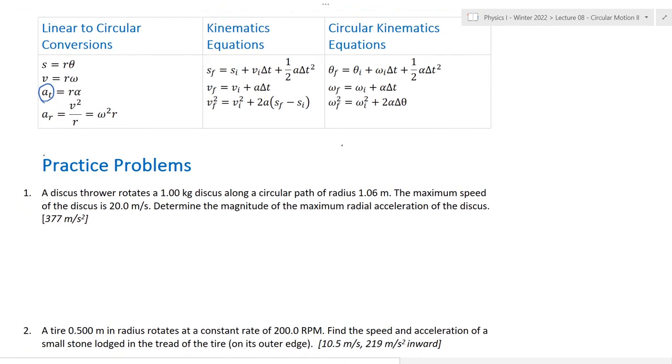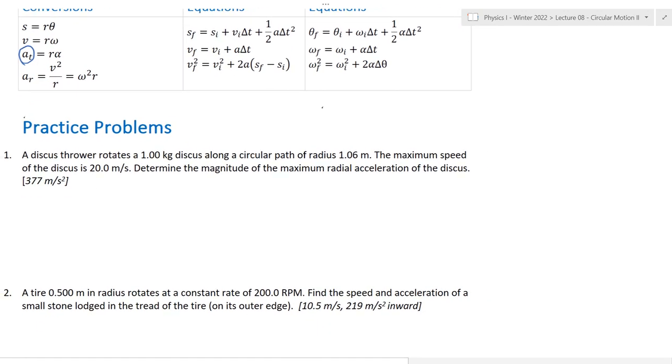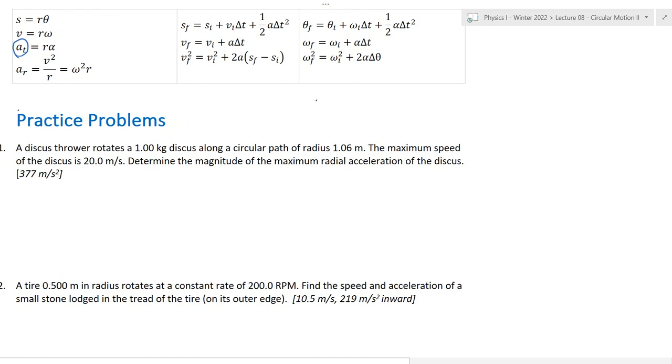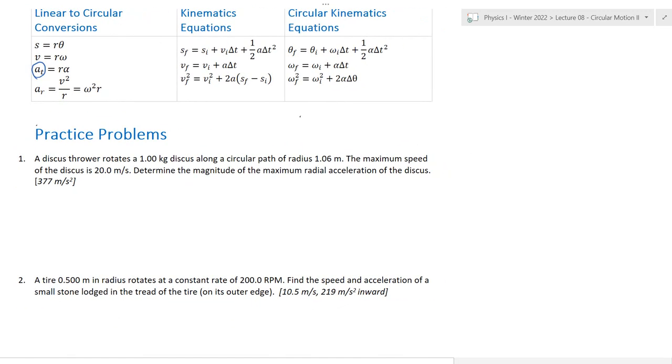Okay, number one: a discus thrower rotates a 1 kilogram disc along a circular path of radius 1.06 meters. The maximum speed of the discus is 20 meters per second. Determine the magnitude of the maximum radial acceleration of the discus. The answer is just given there for your convenience. So the discus thrower rotates. The mass of the discus is 1 kilogram.